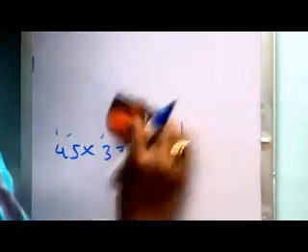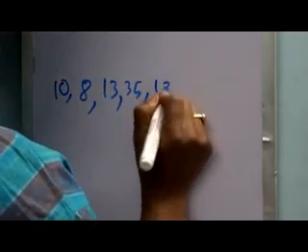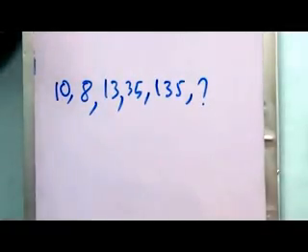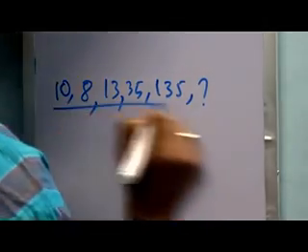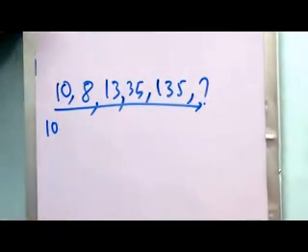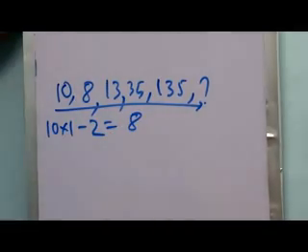Just stay focused. Now the third one is coming shortly. The third one is 10, 8, 13, 35, 135, and obviously the number we have to calculate. Moving from LHS to RHS, what do we get? 10 into 1 minus 2 equals the next number, 8.